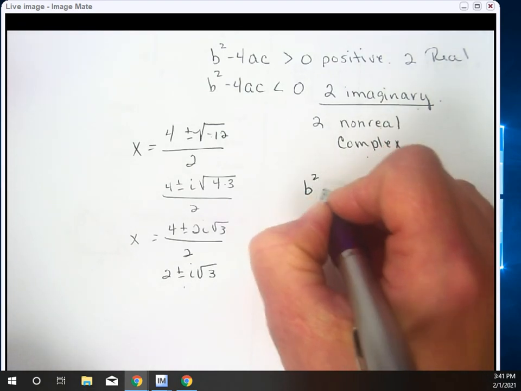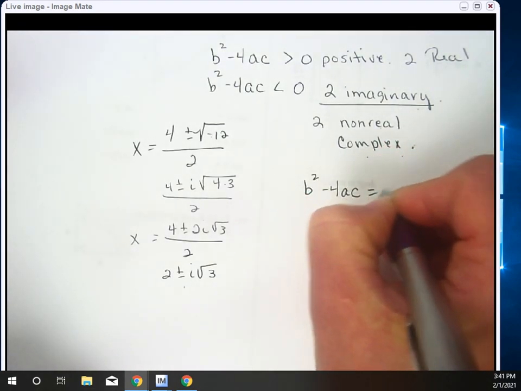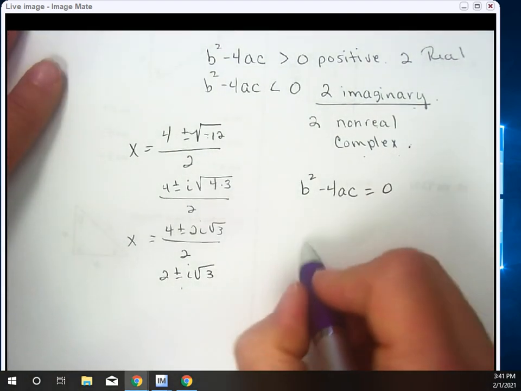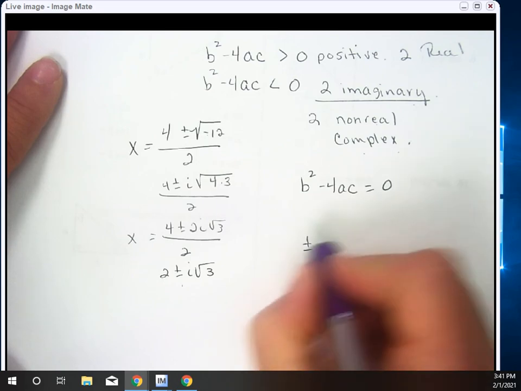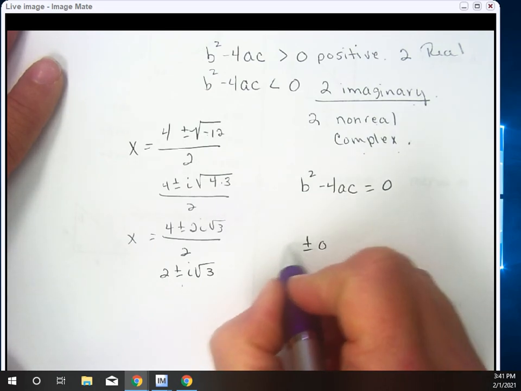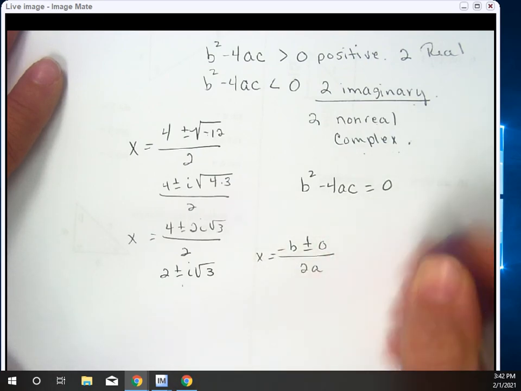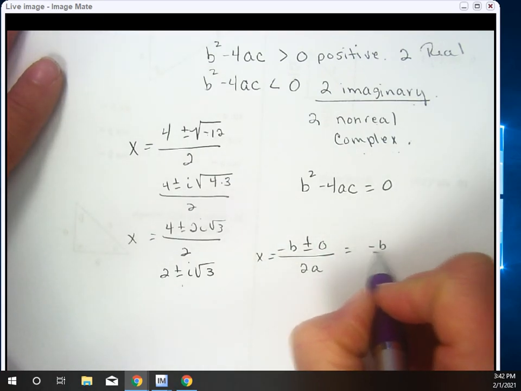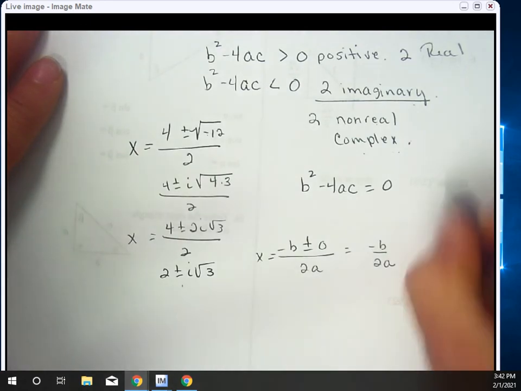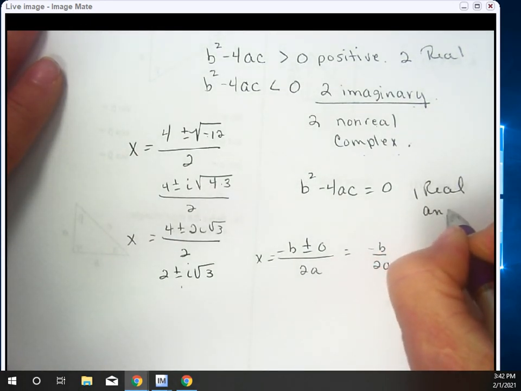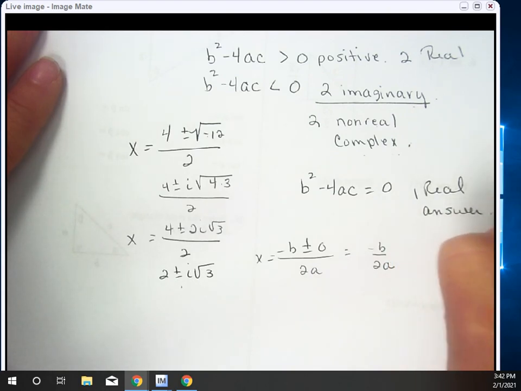There is a third option, if it equals 0. So if the discriminant equals 0, plus or minus 0 is just whatever this number was, the opposite of b over your 2a, which means that you are going to have one real answer or one real solution.